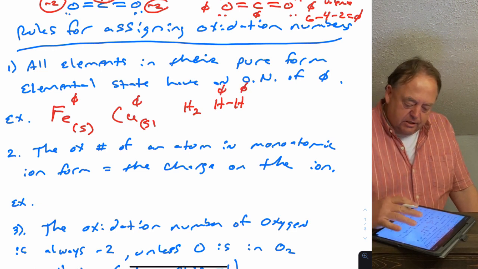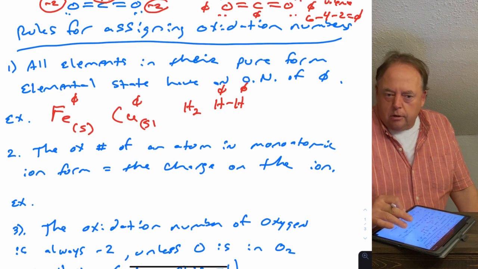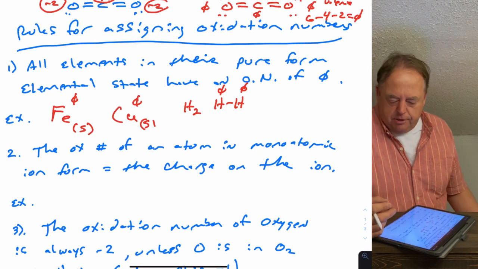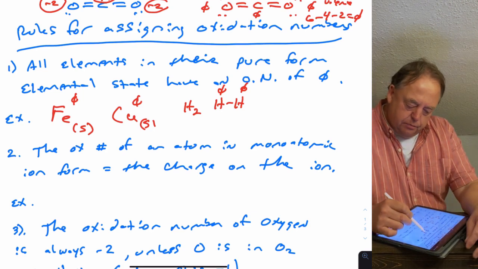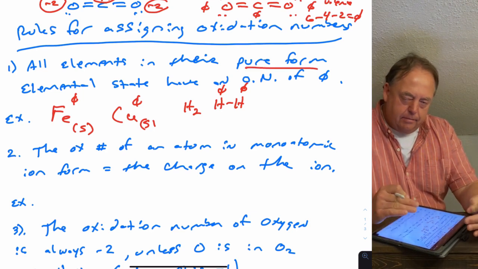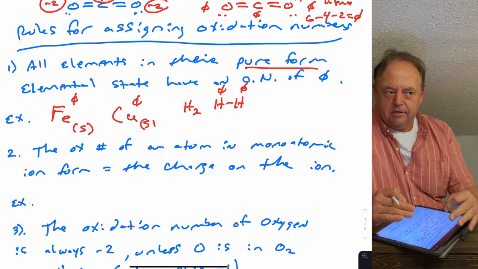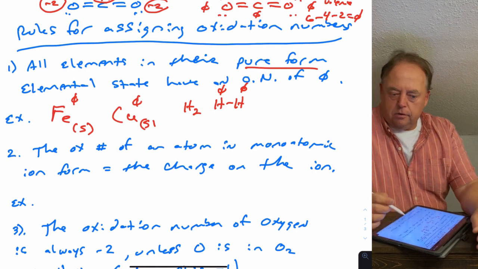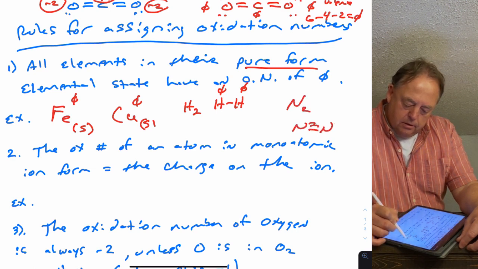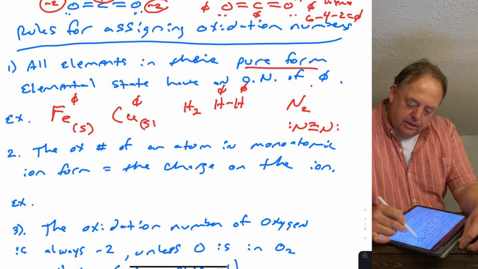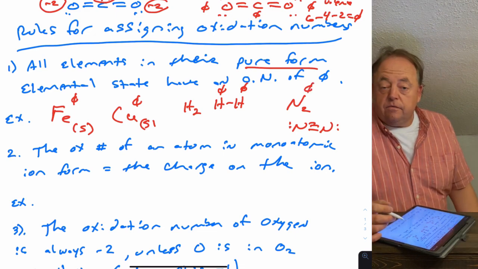Some of these are easy, and some are harder to figure out because you may not know enough chemistry to know the elemental form of a particular element. Basically, if it's pure, the element not attached to anything else, it's going to have an oxidation number of 0. How do you find nitrogen in nature? Nitrogen's a diatomic gas, N2. So if it's pure nitrogen, not attached to anything else, it has an oxidation number of 0.